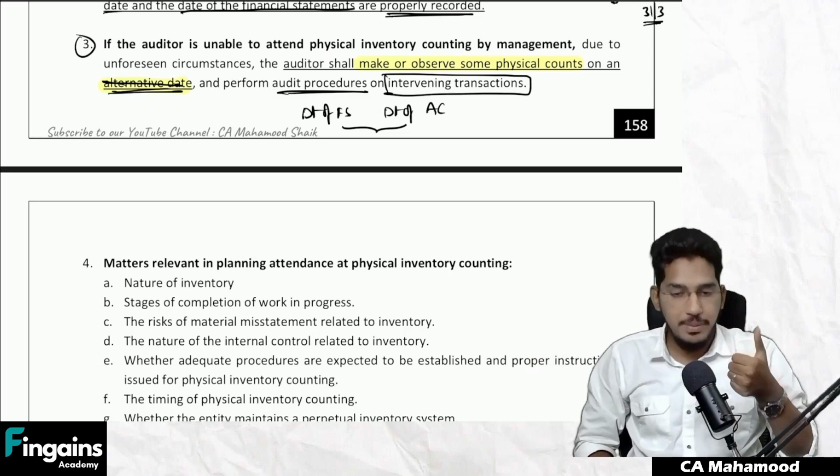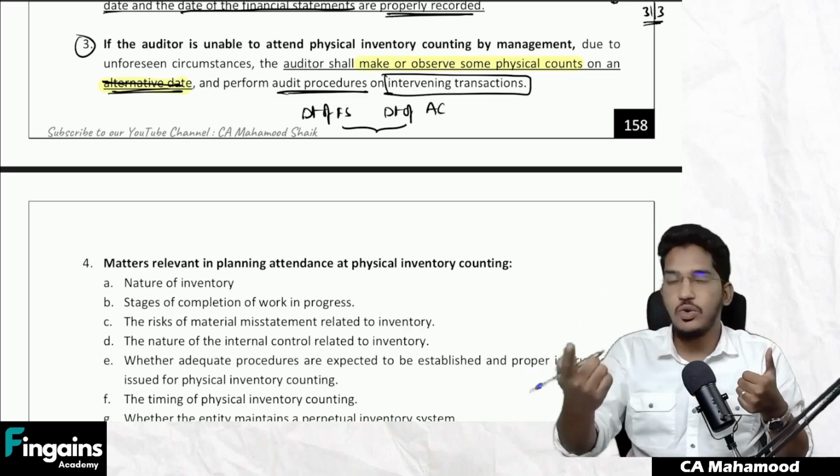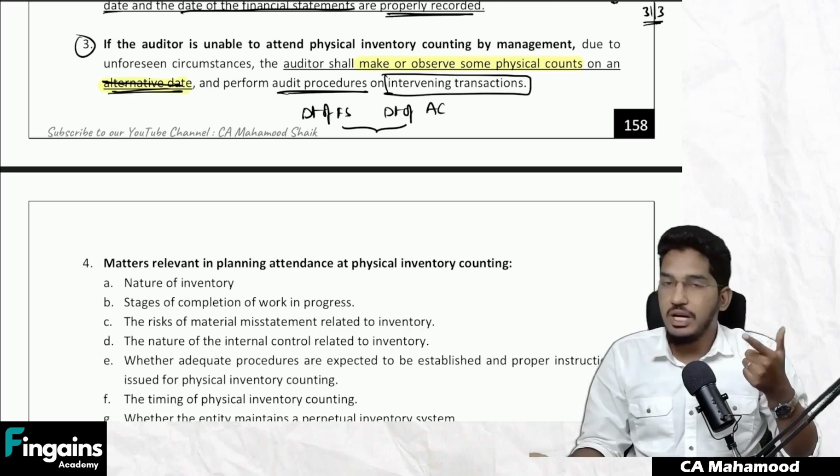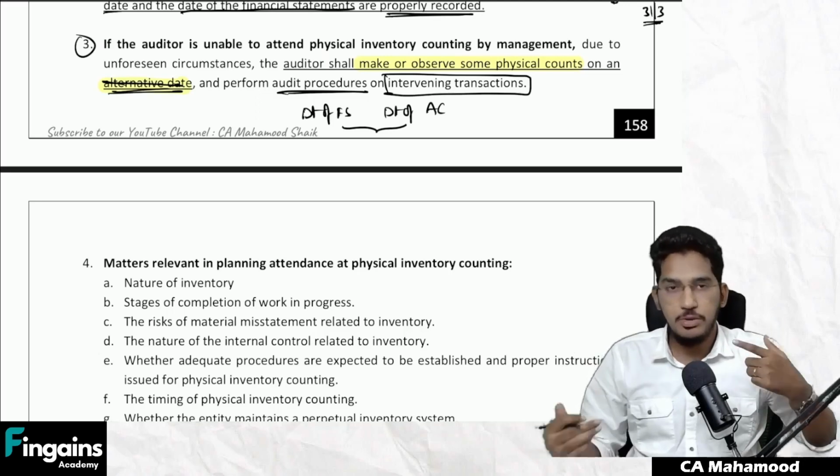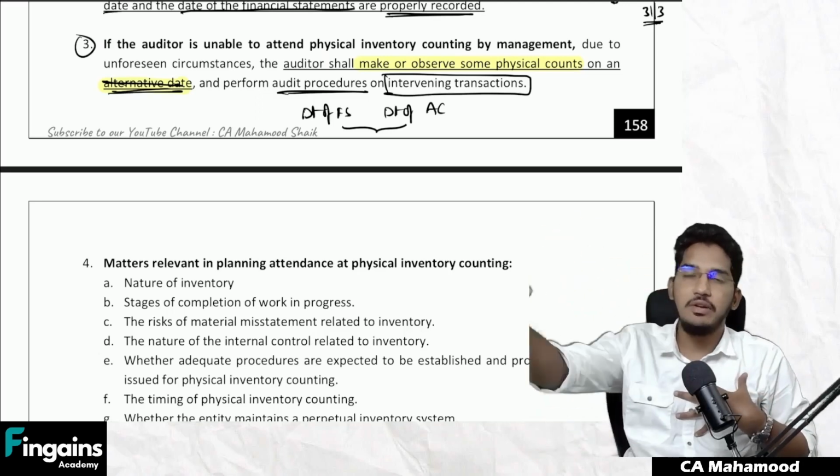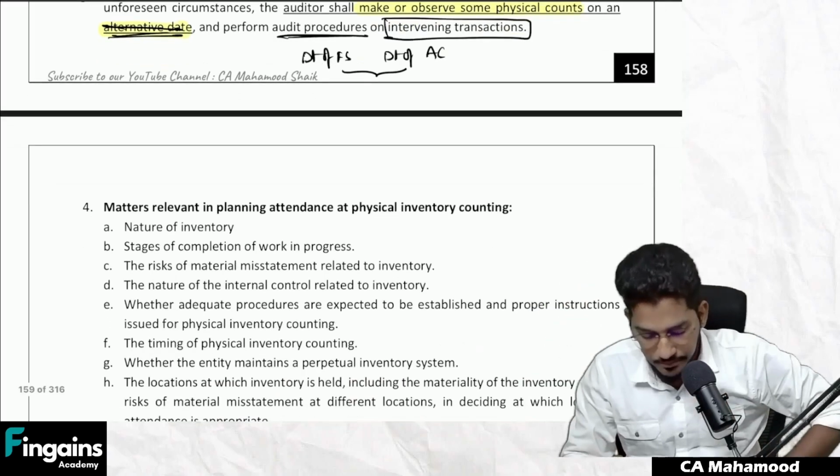So I have explained two steps. Number one, whenever management is doing inventory counting, auditor should go and attend. Number two, if you are unable to attend the management inventory counting process, auditor should himself go and do the inventory counting on some alternative date.